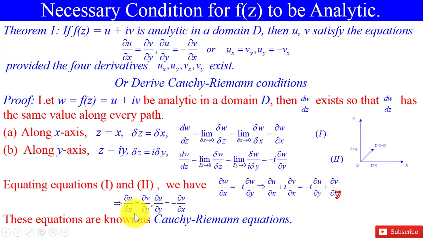This implies that ∂u/∂x = ∂v/∂y and ∂u/∂y = -∂v/∂x. These equations are known as the Cauchy-Riemann equations.